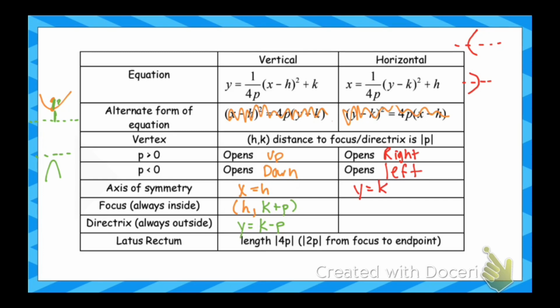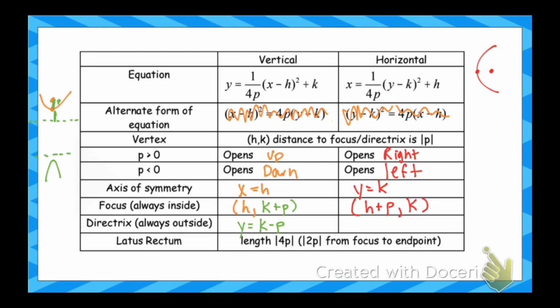All right, the focus is always inside the parabola. So let's say I have a parabola like this. There's my vertex and my focus. Well, this time the x-coordinate of the focus is what's changing from the vertex. So I would take the h of the vertex and I would add p. The y-coordinate is not changing.